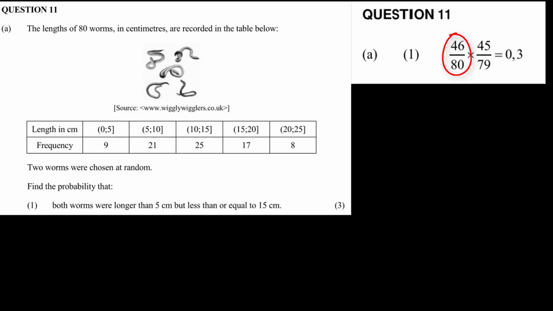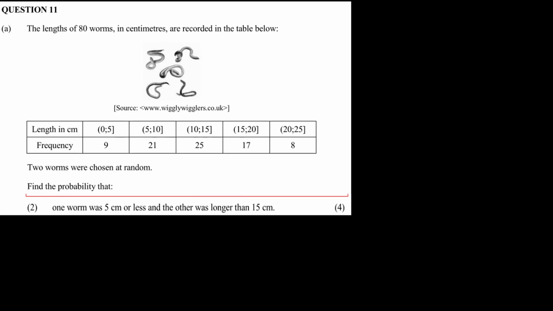The probability for the second worm changes because we've already picked 1 worm from the target 2 groups, and that leaves 45 to be picked from a total of 79. The probability that both worms meet the requirement, worm 1 and worm 2, is the combined probability 46 over 80 times 45 over 79. Put that into the calculator and we get 0.3275, or rounded, 0.3.